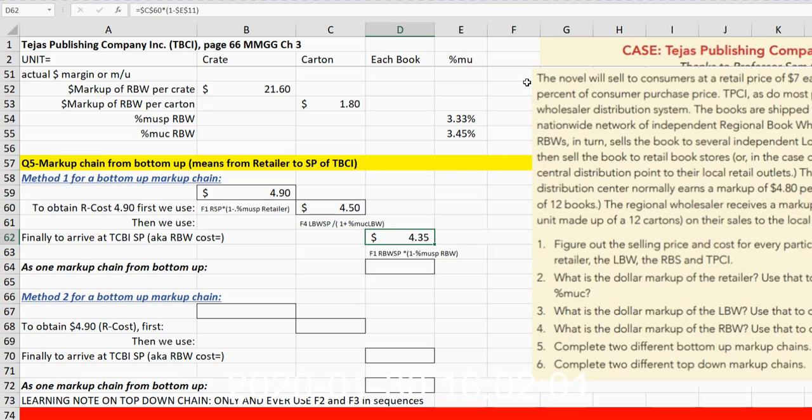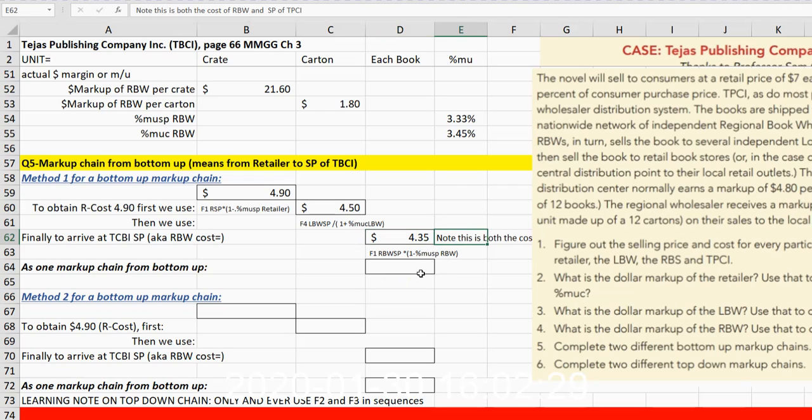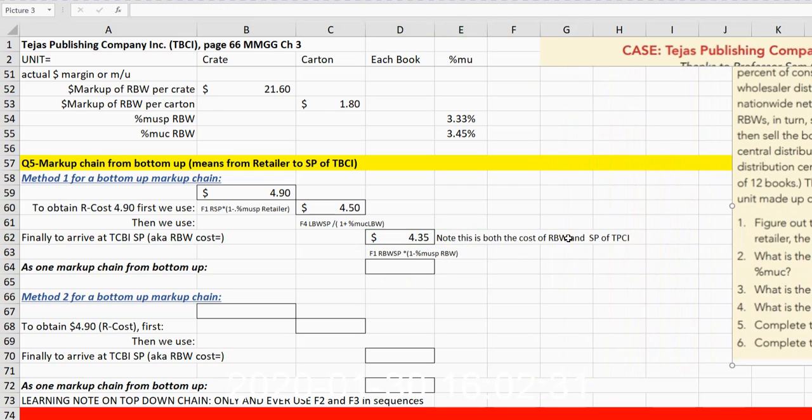Remember, we're going bottom up. Retailer, local wholesaler, regional wholesaler, and guess what? If the cost of the regional wholesaler is $4.35, that means what? That means that we also have the sales price of TBCI, the manufacturer. So this is both the cost of the regional and the sales price of TBCI.